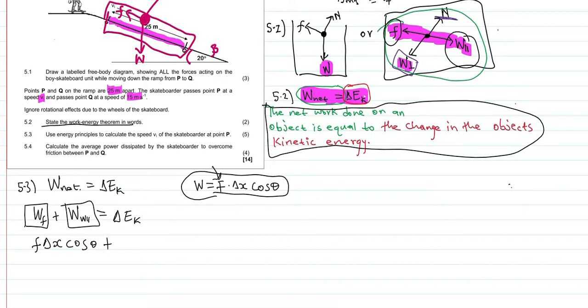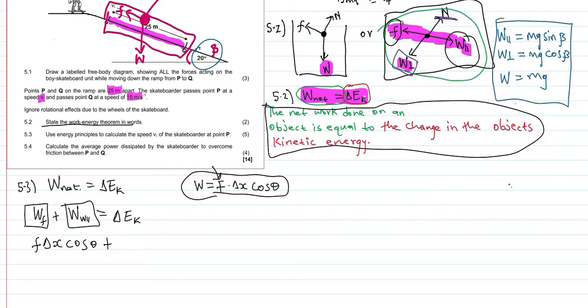We are going to do the same thing for this part here. Now, this is what you have to know. The parallel weight is given by mg sine beta. Beta is this angle here, the angle of the slope. Now, the perpendicular weight is given by mg cos beta. And hopefully you know that the weight itself is given by mg only. Now all these are the forces. These are the components of the weight.